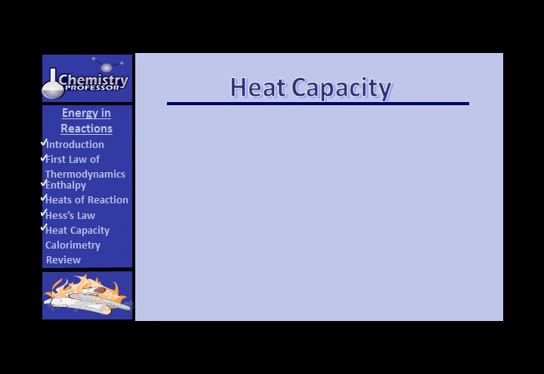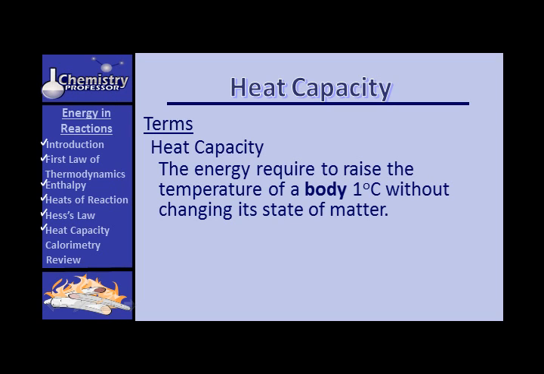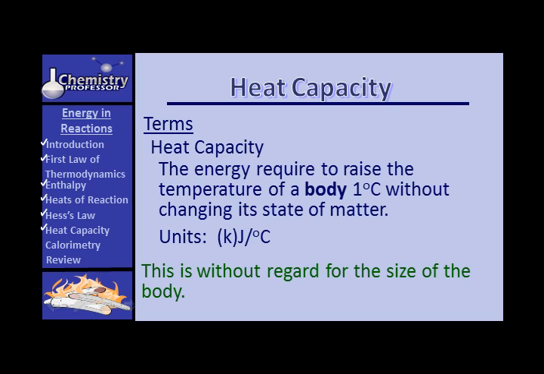Heat capacity. There are some terms that we need to discuss with respect to heat capacity. One is heat capacity itself. And heat capacity is the energy required to raise the temperature of a body, the entire body, 1 degree Celsius, without changing its state of matter. The units are joules per degree Celsius or kilojoules per degree Celsius. Now remember, this is without regard for the size of the body. So of course, if you change the size of the body, you're going to change its heat capacity.